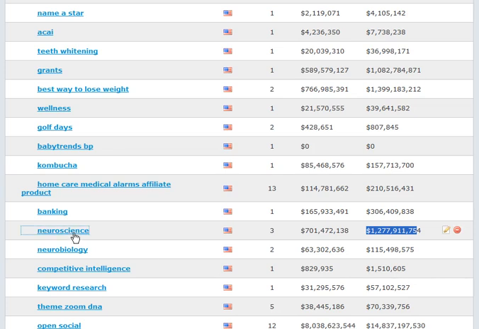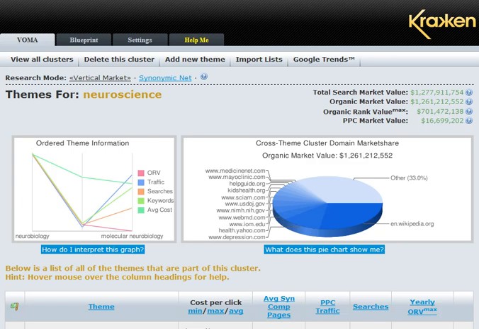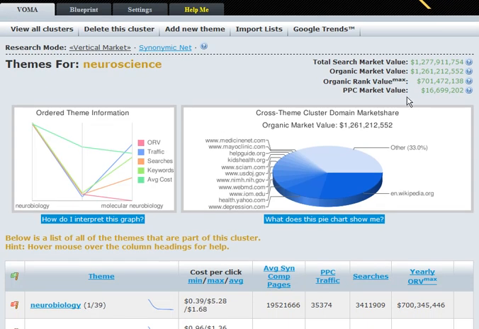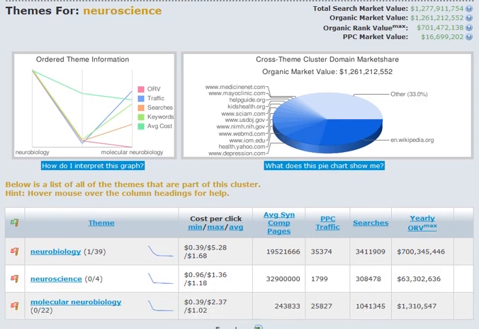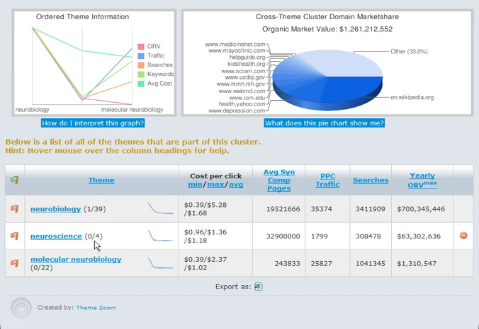Okay, so you go ahead and go into neuroscience. What I did is I just clicked right on it. And I have 1 billion total search market value here. And again, for our definitions on what this means, this is an estimation based on numbers that have to do with the most expensive, what we call the research pay-per-click cost of a term stretched over the course of a year. Okay, neurobiology, neuroscience, and molecular neurobiology.